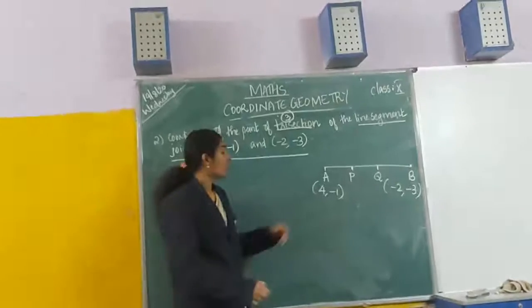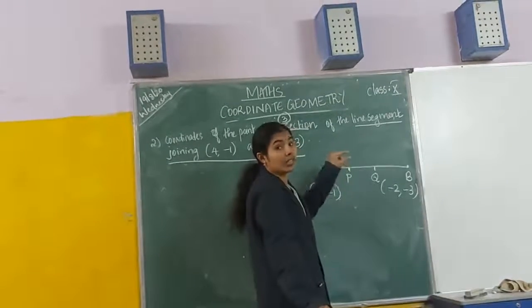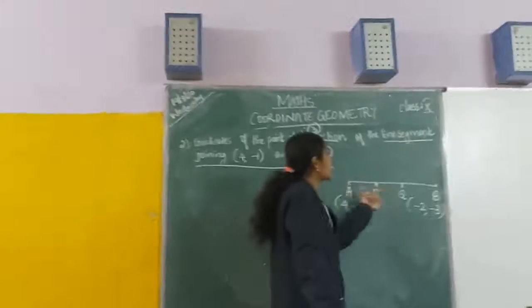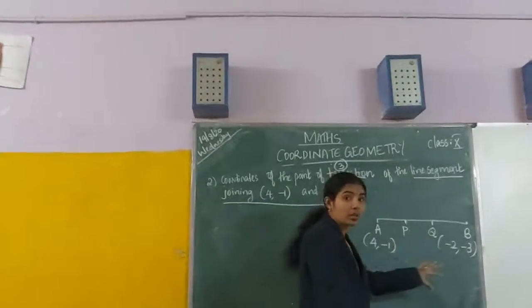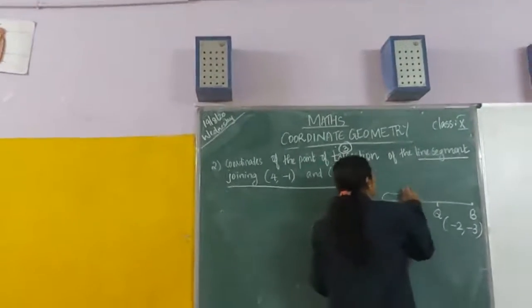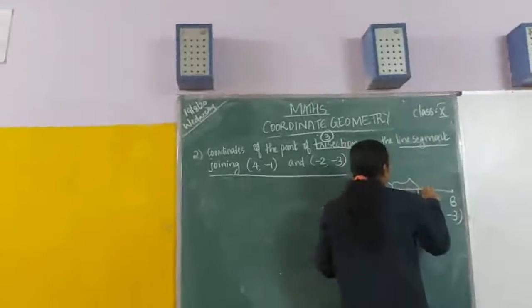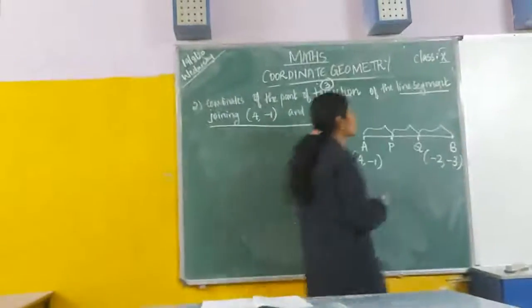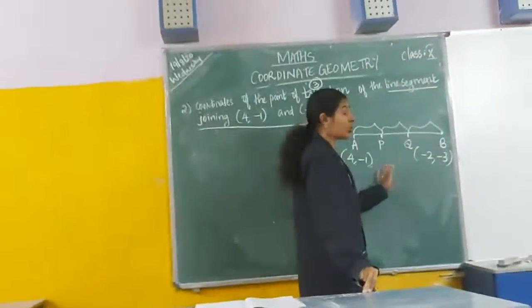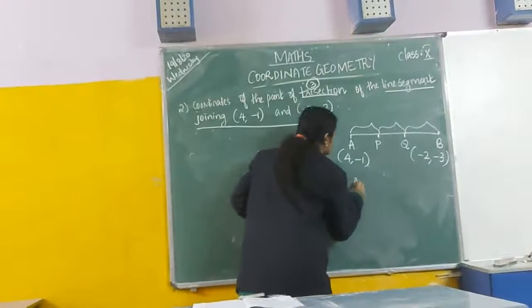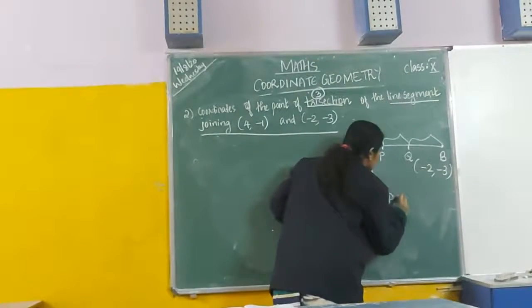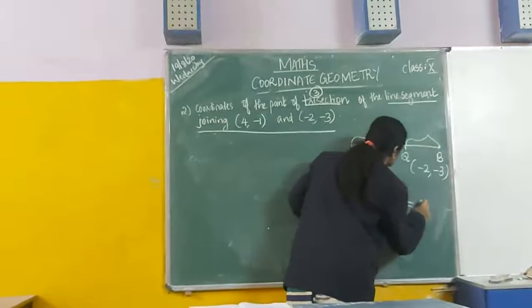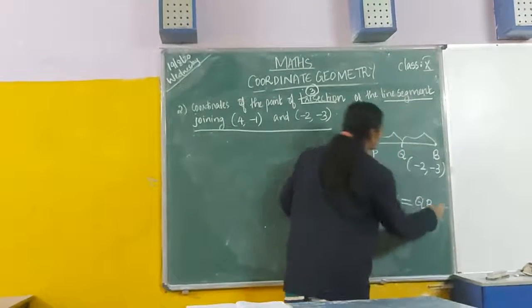Okay. So what they given? There will be some points which divide AB into 3 equal parts. So 3 equal parts means AP equal to PQ, PQ equal to QB. So what you can say? AP equal to PQ equal to QB.